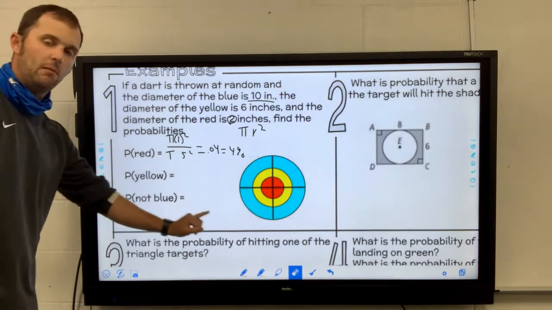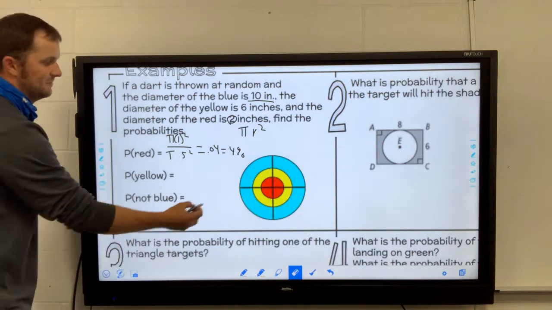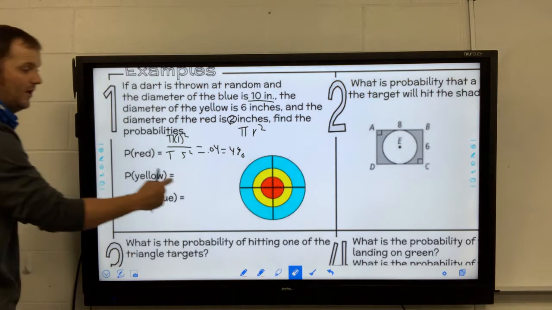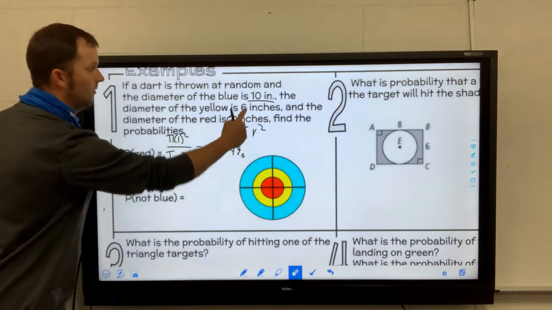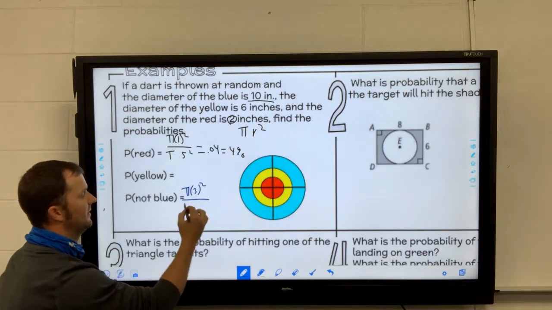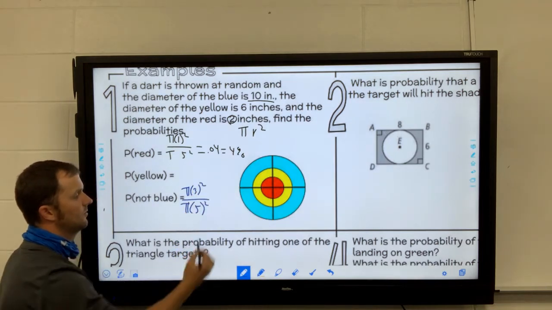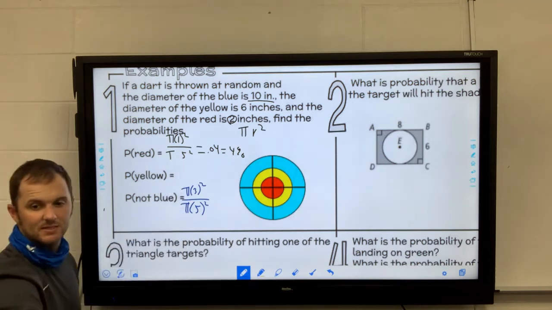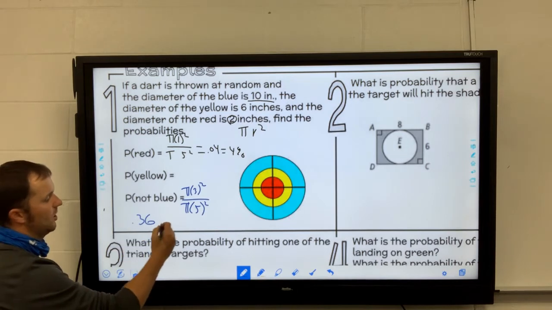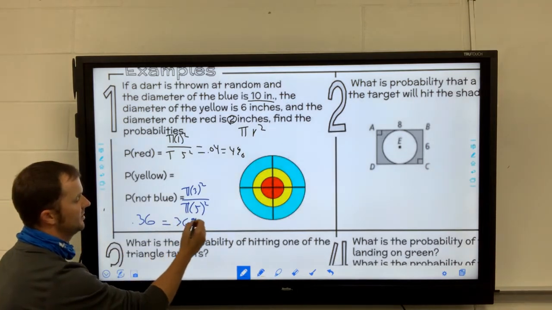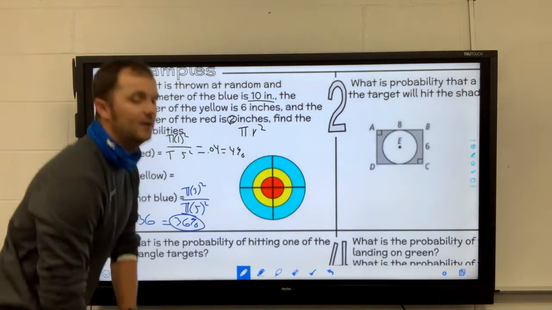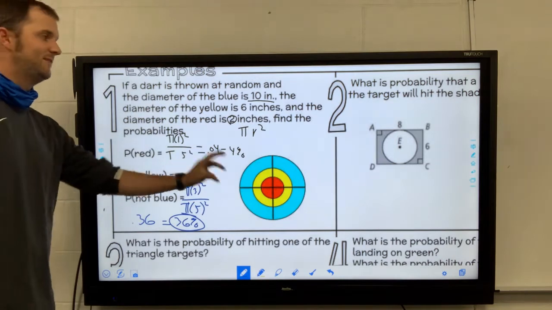Now we're going to find the probability of not blue here. That means I'm taking just the area of the yellow and red. I'm going to take the radius of my yellow, which is 3, so pi 3 squared, and divide it by the total area of my circle again. Whenever I divide this, it ends up giving me 0.36. Moving 2 decimal places over gives me a 36% chance of hitting anything but blue, okay? So this is how you take the area and apply it to find the probability.